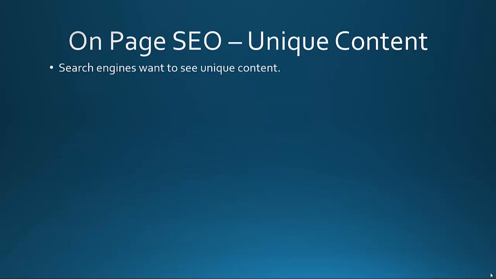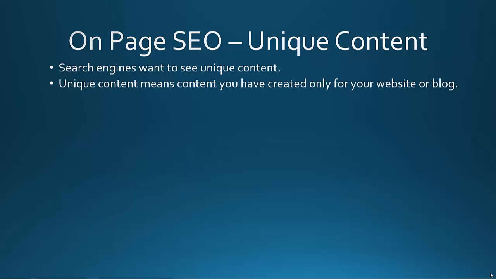Unique content. We talked about quality content. Now we're going to talk about unique content. Search engines want to see unique content. Unique content means content that you've created only for your website or blog. It's not found all over the web. It's unique to your website. It can only be found there. It can't be found all over the place. It's not syndicated all over the web and you just copied and pasted it.